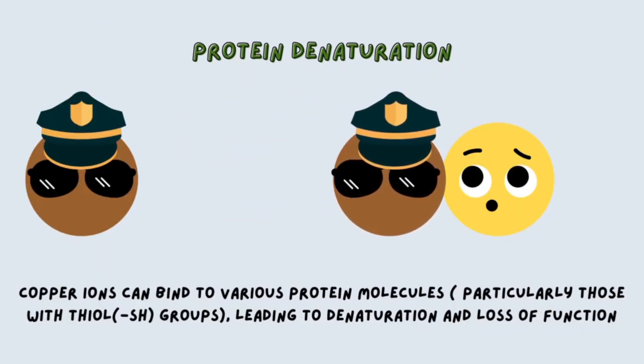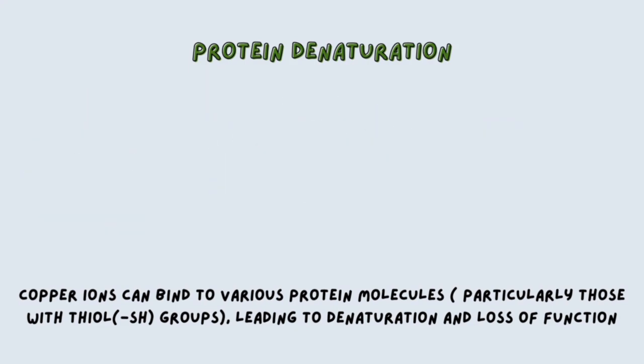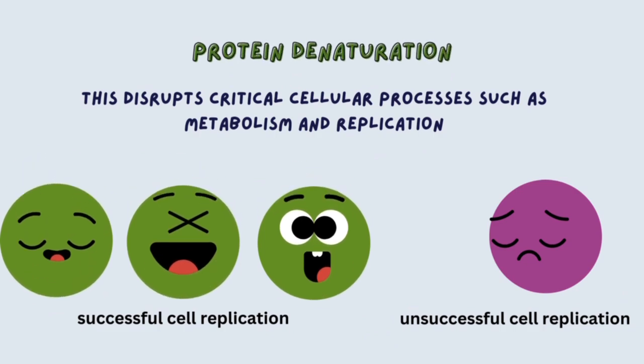Copper ions can bind to various protein molecules, particularly those with thiol, SH groups, leading to denaturation and loss of function. This disrupts critical cellular processes such as metabolism and cell replication.